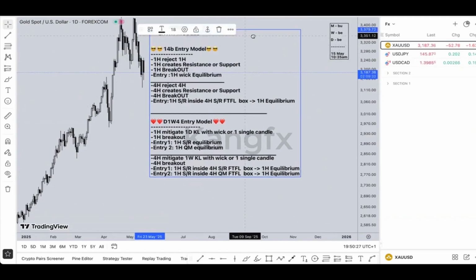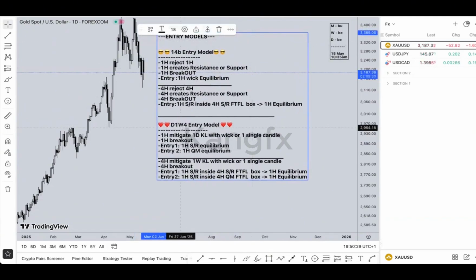So today we'll be covering the D1W4 entry model. This is the final entry model you'll be learning. And how do we use these entry models? The D there stands for daily, the 1 there stands for 1 hour, the W there stands for weekly, the 4 there stands for 4 hour. That's how we got the name D1W4 entry model.